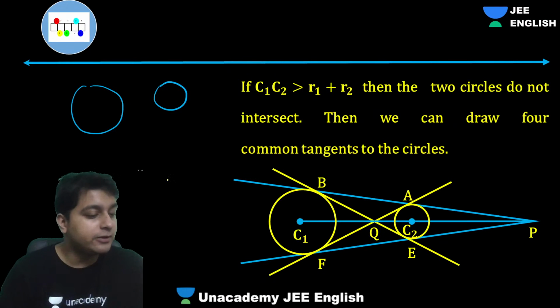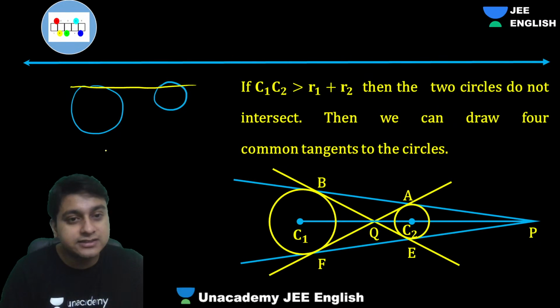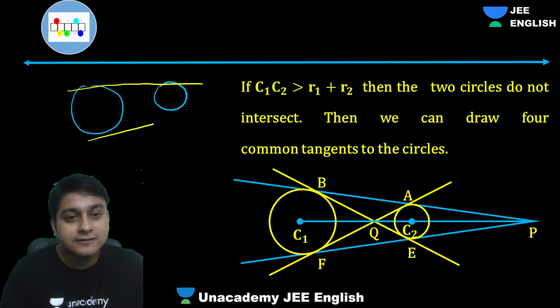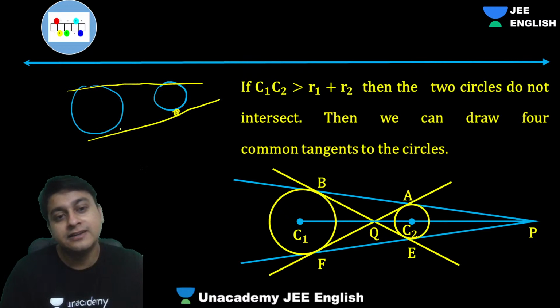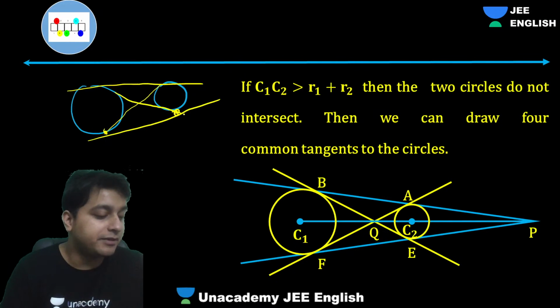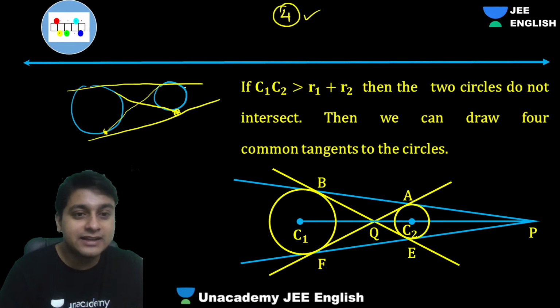So obviously, guys, how many common tangents can you draw to them? This is one common tangent which can be drawn. Let's first identify the number of common tangents we can draw. 1, then 2, then we can have this one, then this one. Actually, 4 common tangents can be drawn. These are called direct tangents.